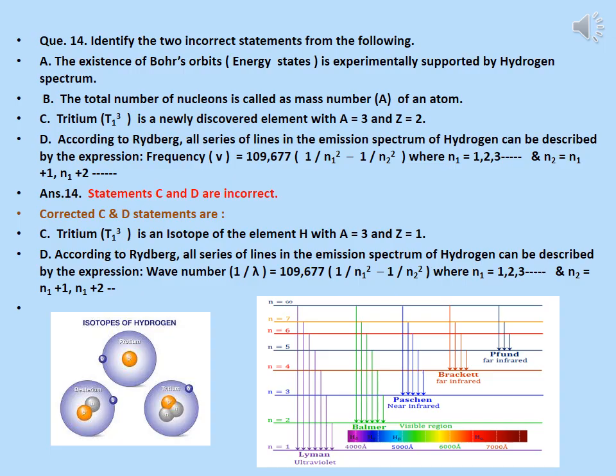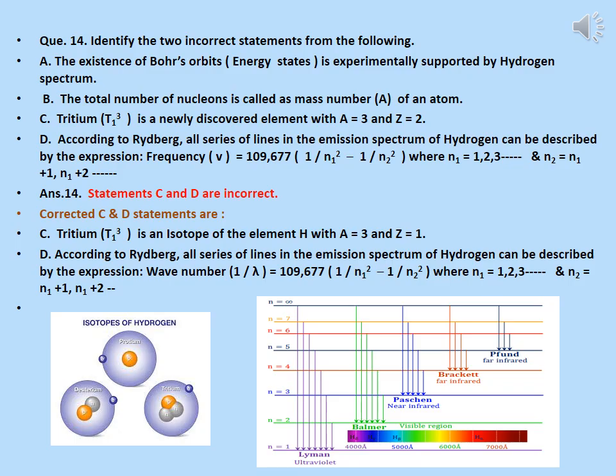Tritium is not a newly discovered element. It is an isotope of hydrogen with mass number equal to 3 and Z value equal to 1. Z value is equal to 1 and not equal to 2. I have shown it in the form of a picture here. The isotopes of hydrogen are protium, deuterium and tritium.